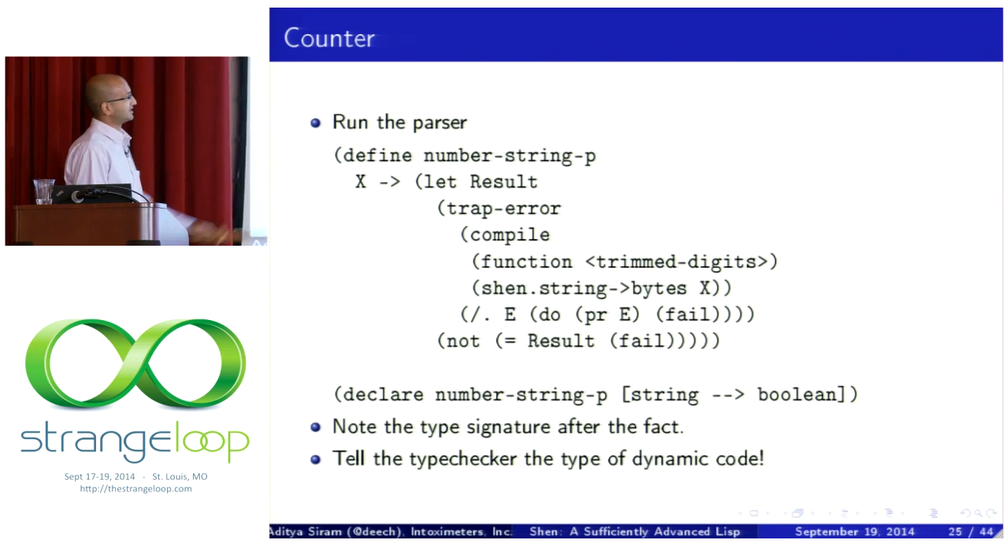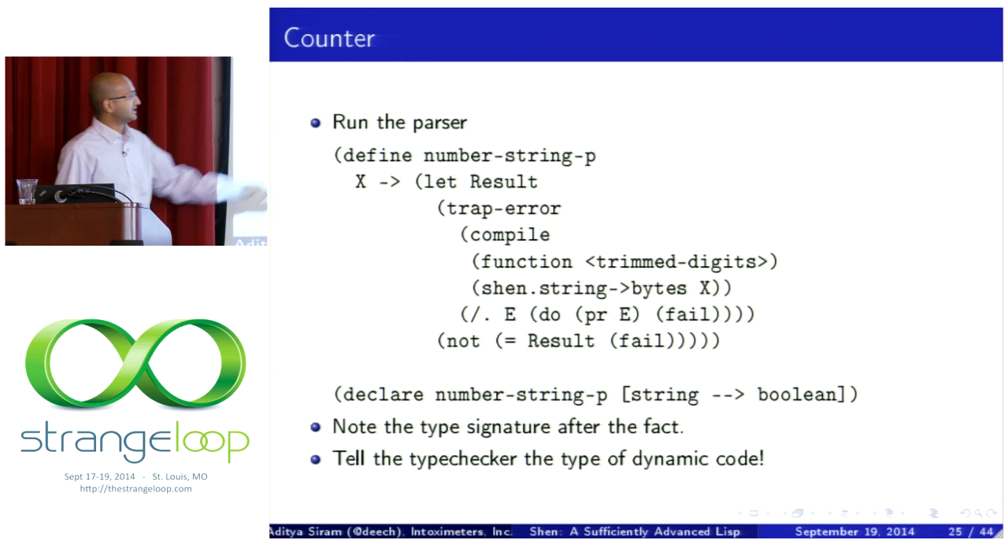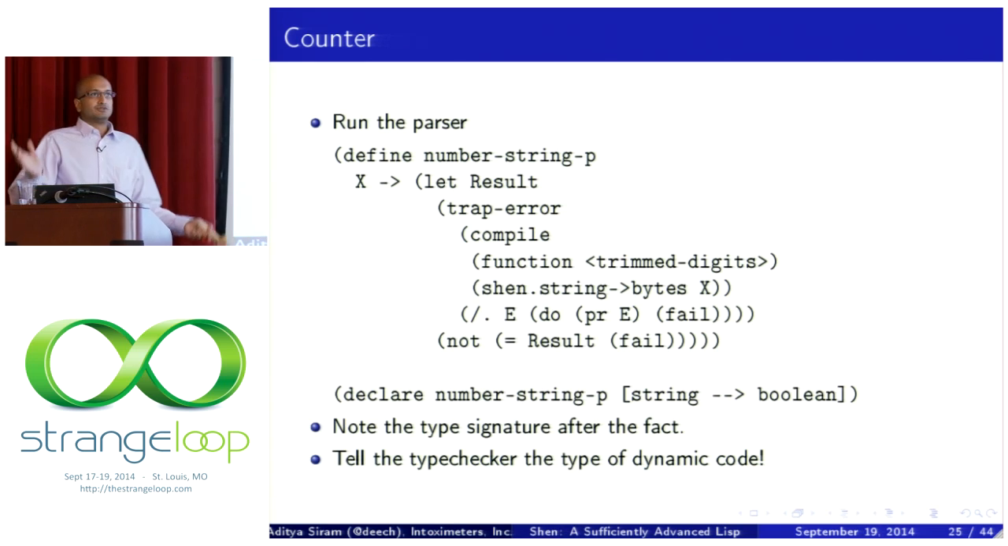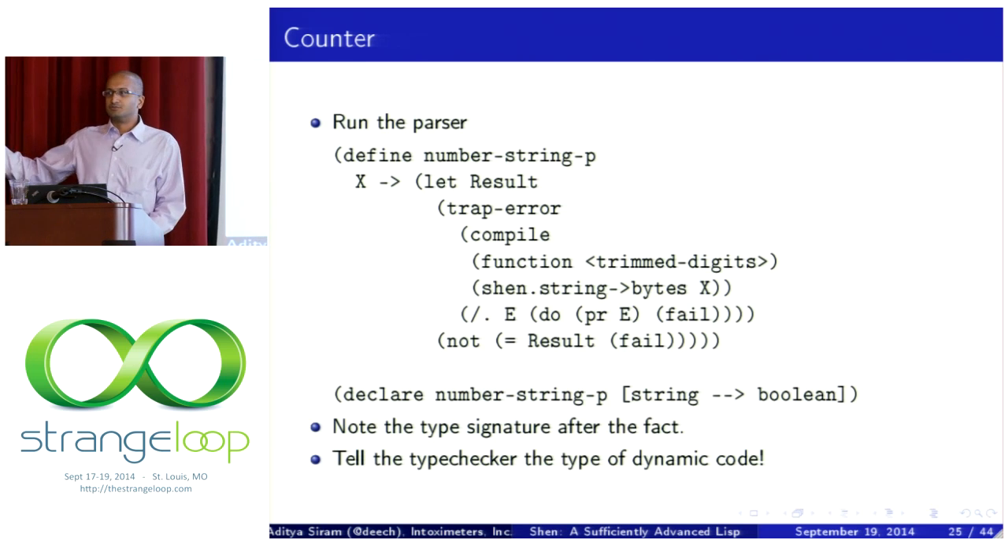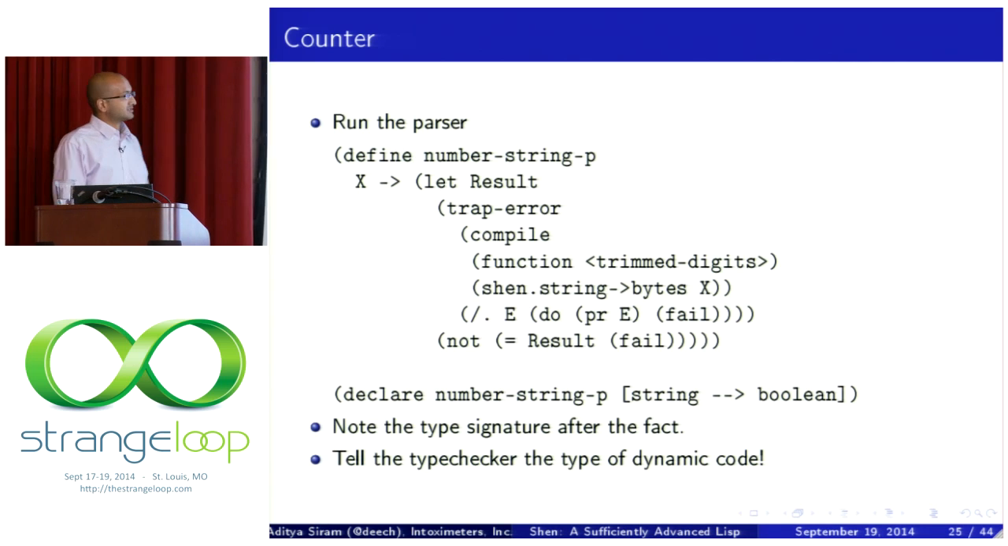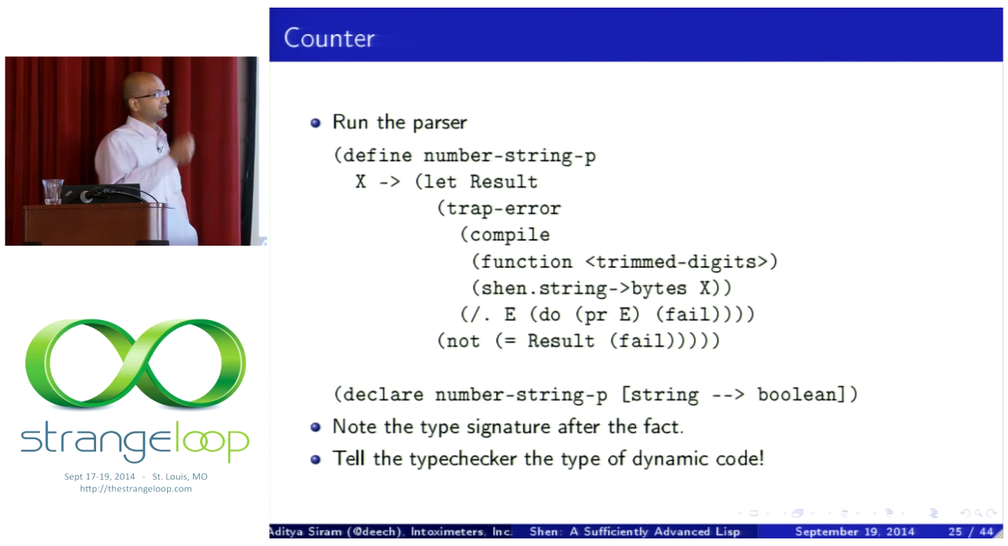So when you turn type checking on and the type checker encounters this function numberString_p, it'll say, okay, user, you've told me that it's of type string going to Boolean. I will just believe you and just go with that. So this is either awesome or terrifying or both.